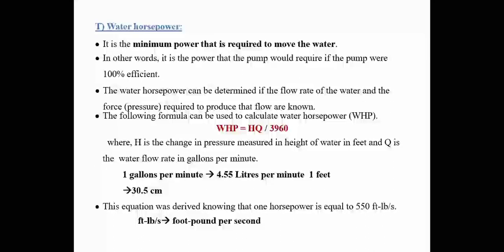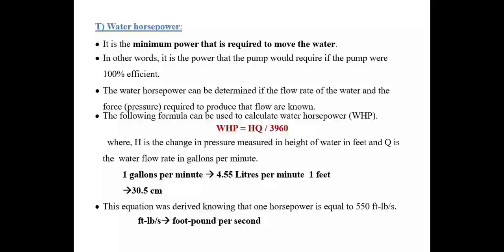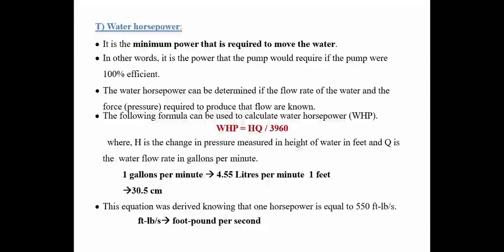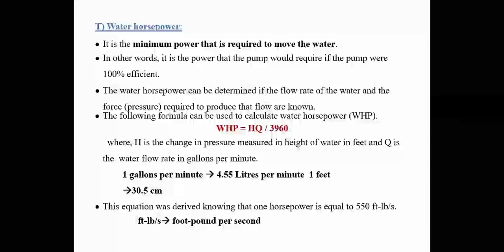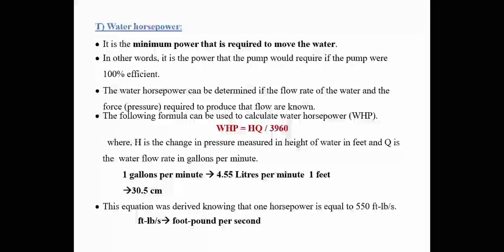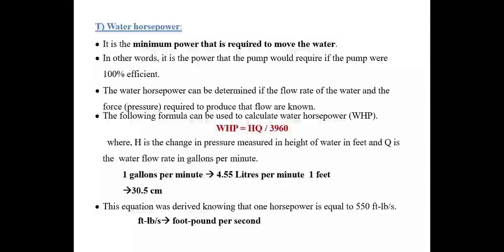So you have to note one point: WHP is equal to HQ divided by 3960. That 3960 comes only when H is in feet and Q is in gallons per minute. Otherwise, if H is in meters and Q is in meter cube per second, then the 3960 will not be there. There will be 746. That equation we will see later. So here WHP is equal to HQ divided by 3960, where H is in feet and Q is in gallons per minute.